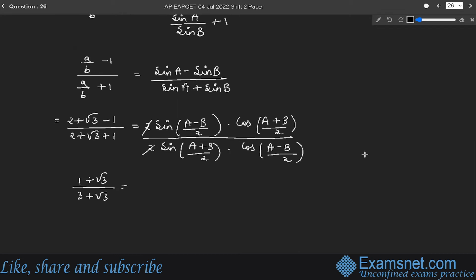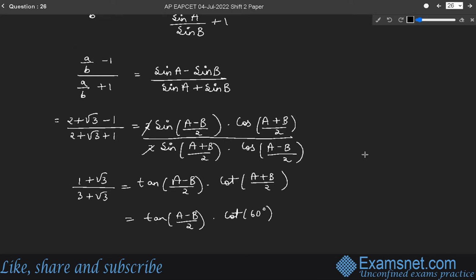It will be equal to tan A minus B divided by 2 into cot A plus B divided by 2. Now we have to put the value here. So it will be tan A minus B divided by 2 into cot A plus B by 2. We know that A plus B is 120 degree. So 120 upon 2 is 60. So it will be cot 60 degree.